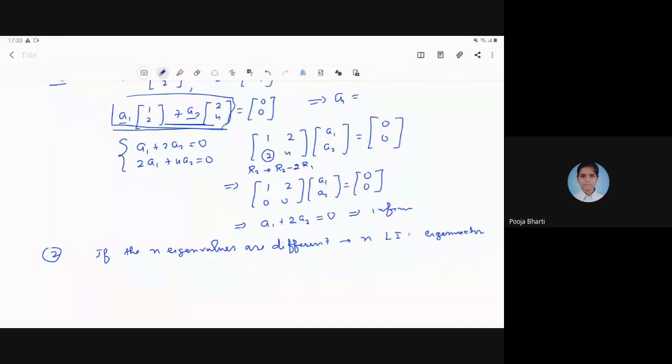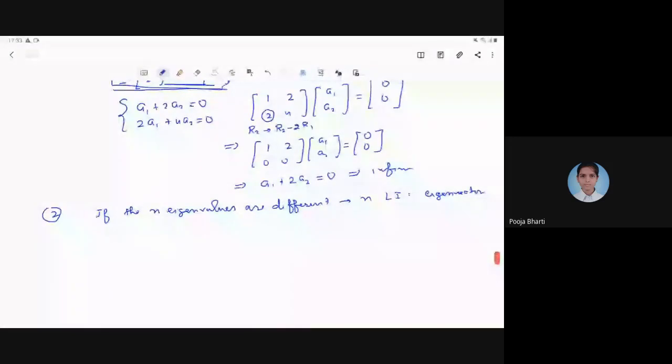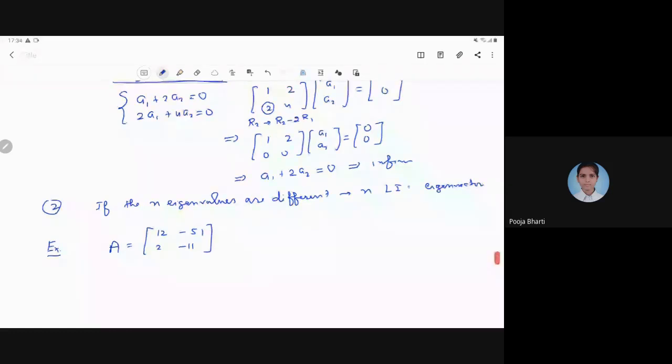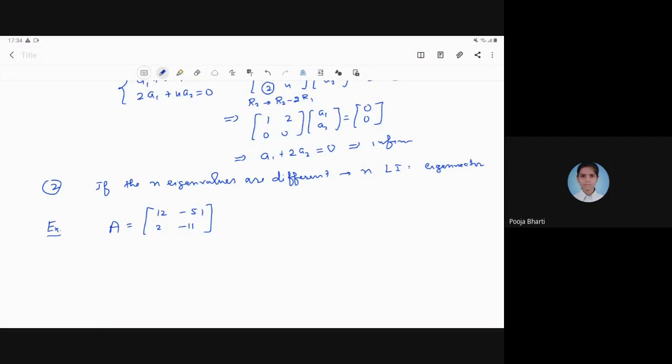But if some eigenvalues are repeating, still there may exist n linearly independent eigenvectors, or may not exist, that may also happen. Those things we discussed in the previous lecture. Let us see one example for the construction of P. Suppose A is [12, -51; 2, -11]. First, find its eigenvalues and then eigenvectors.